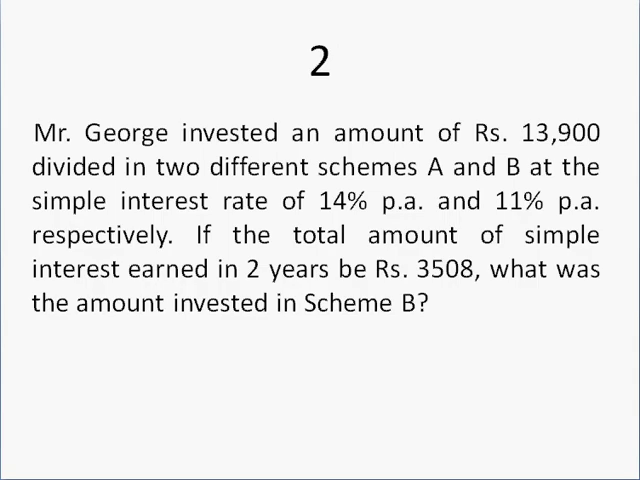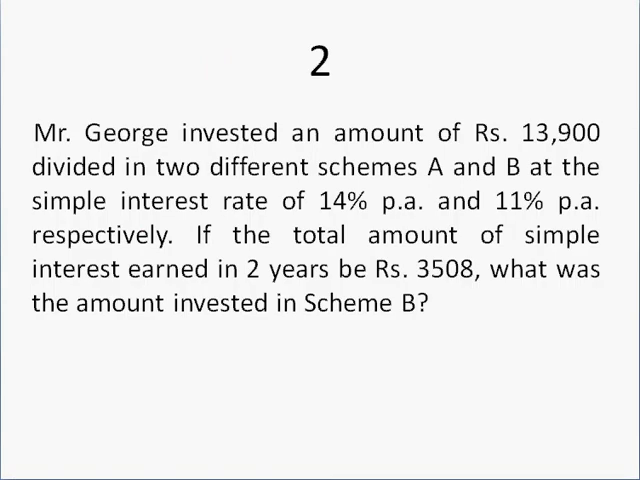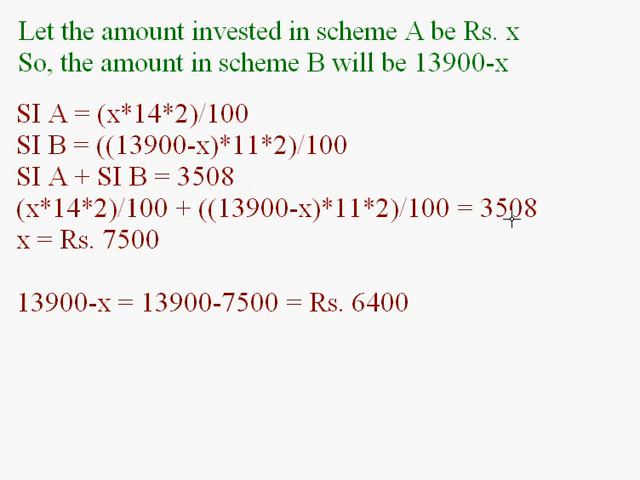Because according to the question, a man was investing an amount of rupees 13,900, which was divided in two different schemes A and B at the simple interest of 14% and 11%. That's why we wrote here 14% and over here 11% in simple interest B. And then the total amount of simple interest in 2 years was given to be 3,508. So we wrote here 3,508. So using this equation, solving it, you can find out X is equal to 7,500 rupees. So 13,900 minus 7,500 will be rupees 6,400.